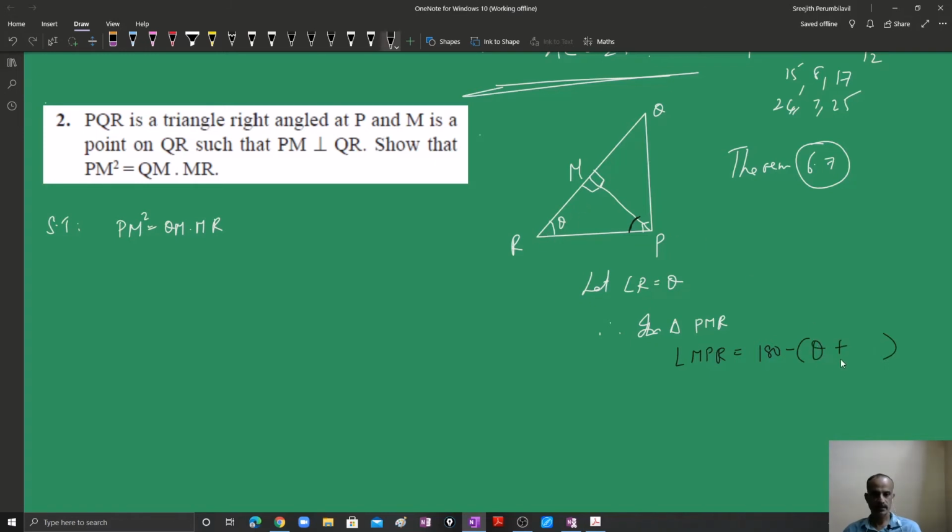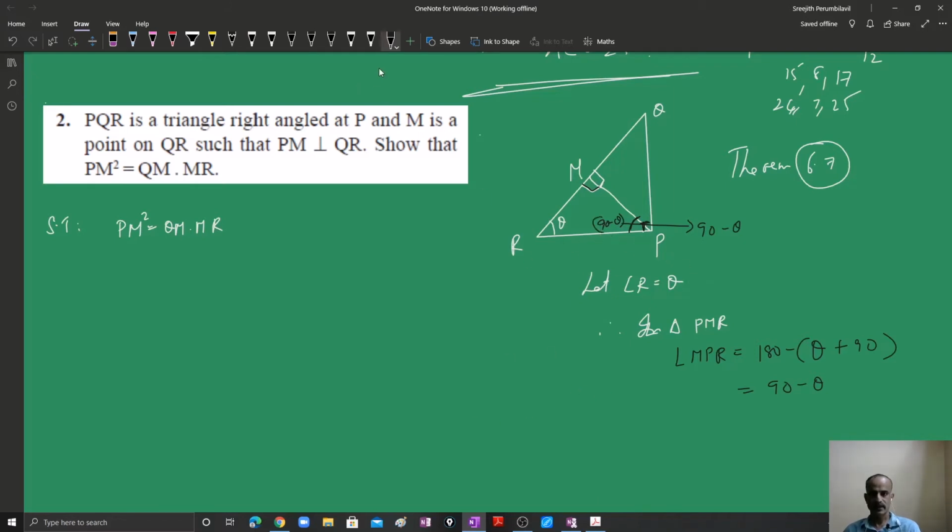One angle is theta, the other one is what? This is 90. So it will be equal to 90 minus theta. So this angle will be equal to 90 minus theta. This is already 90, right? This also is 90. Fine. Now when you look at this triangle, the entire angle is 90 degrees, and this is 90 minus theta.